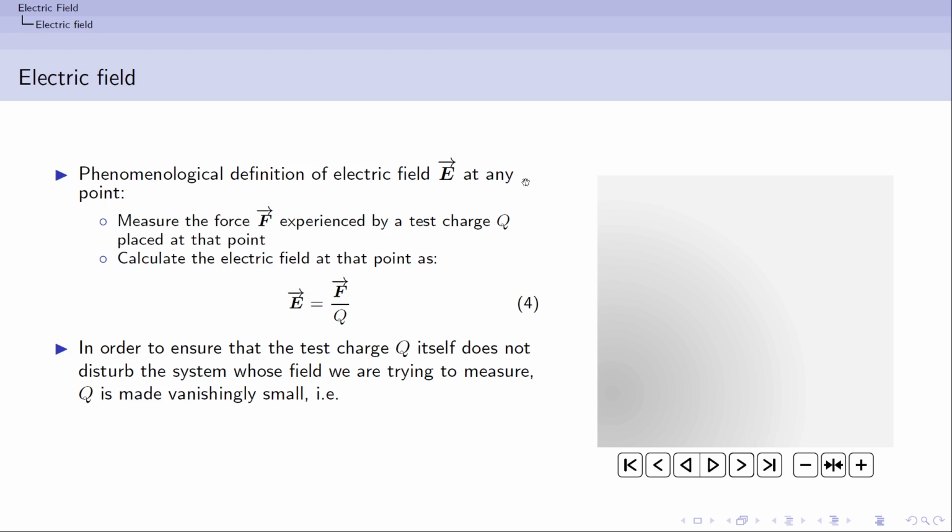Because I have disturbed the system. So in order to ensure that I do not disturb the system, the test charge that we use, we make it vanishingly small. That means this equation number 4, we just modify this, and we have the condition that we evaluate this ratio as q tends to 0. When we do that, whatever value you get for this ratio in this limit, that is going to be the electric field.